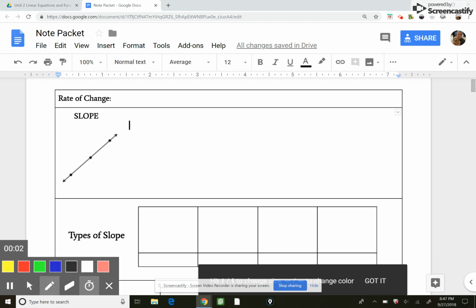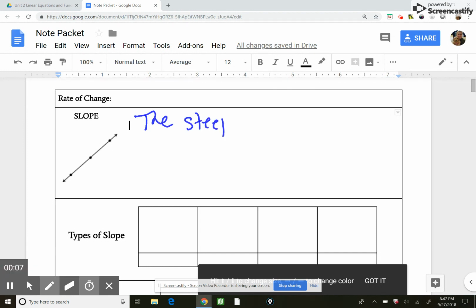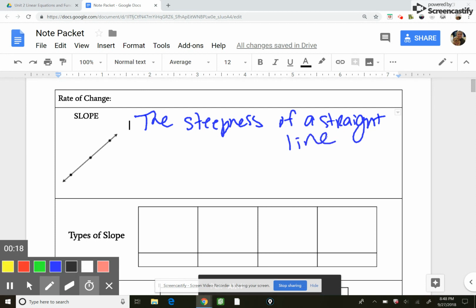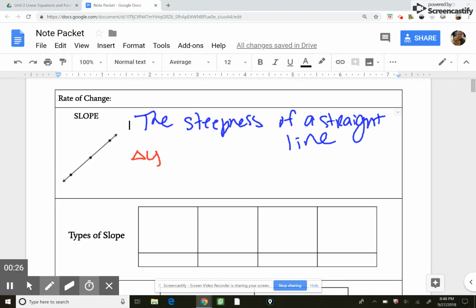So when we're talking about slope, slope is the steepness of a straight line. A lot of you know all the formulas already for slope, but overall it's the change in the y values over the change in the x values, or a lot of you say rise over run. So basically it's the change vertically and then horizontally. So you go up and then over.